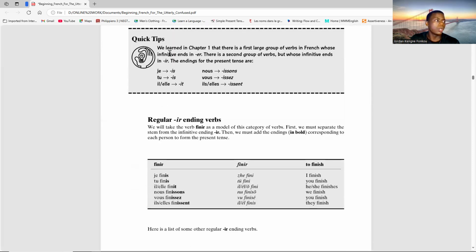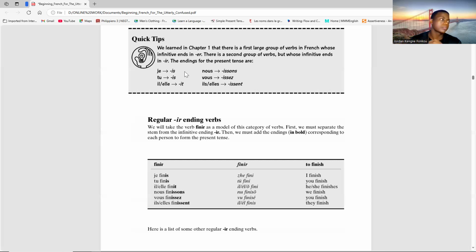Let's have some tips here. We've learned in chapter 1 that there is a first large group of verbs in French whose infinitive ends in AR. We call it the first group in French, premier groupe. There is a second group of verbs whose infinitives end in IR. Remember, I explained earlier that for each particular tense, the verb assumes a specific group of endings, meaning that the endings of a verb or a group of verbs in a given tense are unique to the subject pronoun.